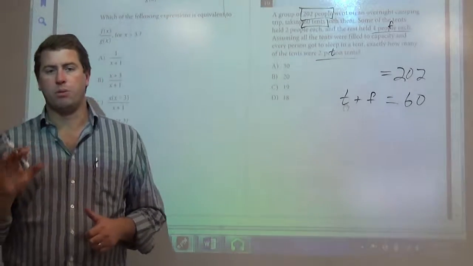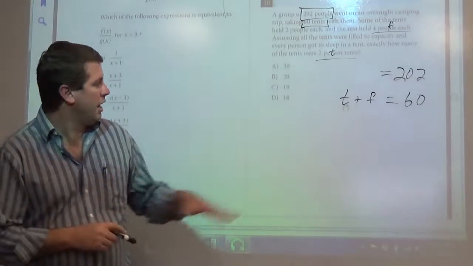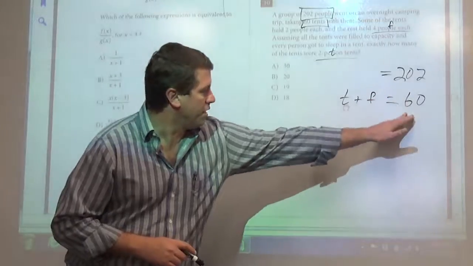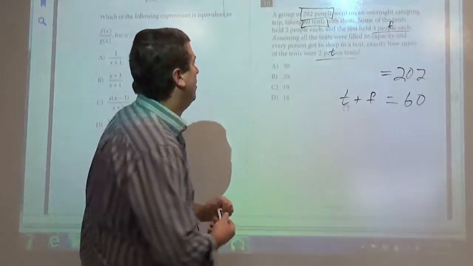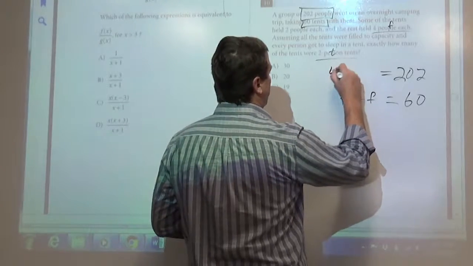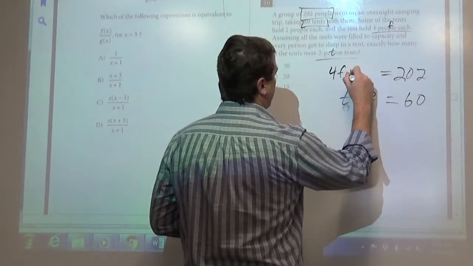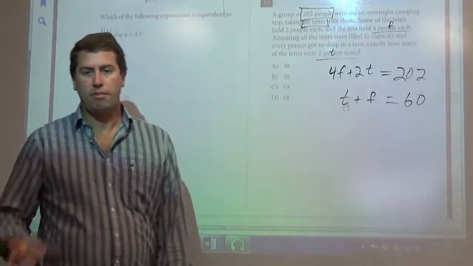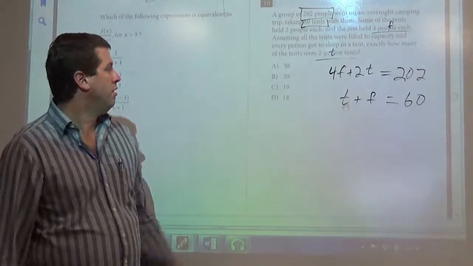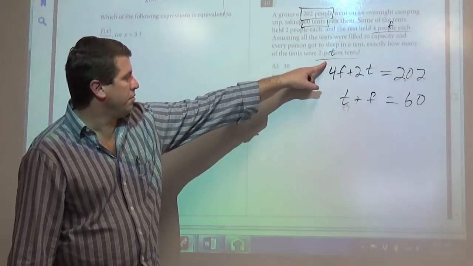You want to make sure you've got the right stuff equals the right stuff. So I have tents plus tents equal tents. Now I need to get people plus people equals people. So I've got 4 people in the 4-person tents, and I've got 2 people in the 2-people tents. Now I need to actually solve this. They want to know what T is.